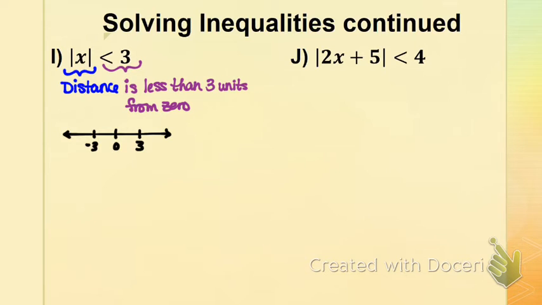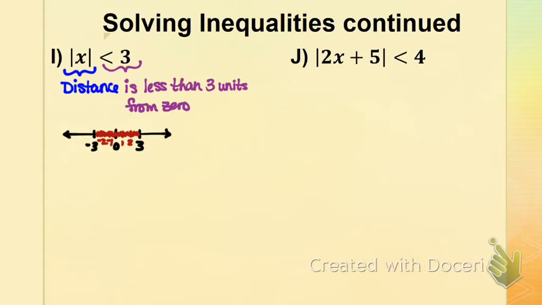Now I want to get into that less than part. Give me some things that are less than 3 units from 0. 2. What else is less than 3 units from 0? 1. What else? -2. Negative what? -1, yes. So all this space in here is less than 3 units from 0, right?